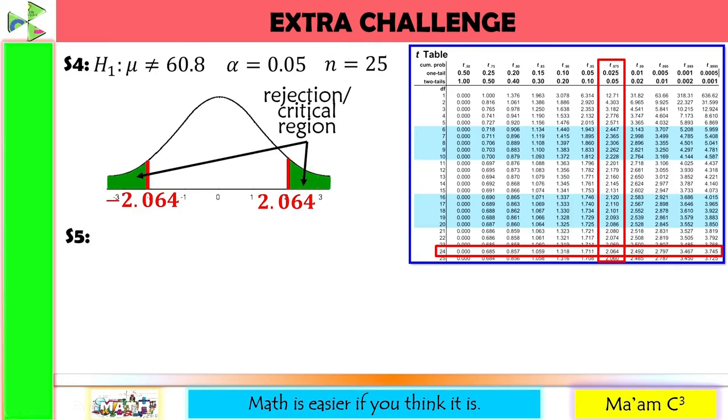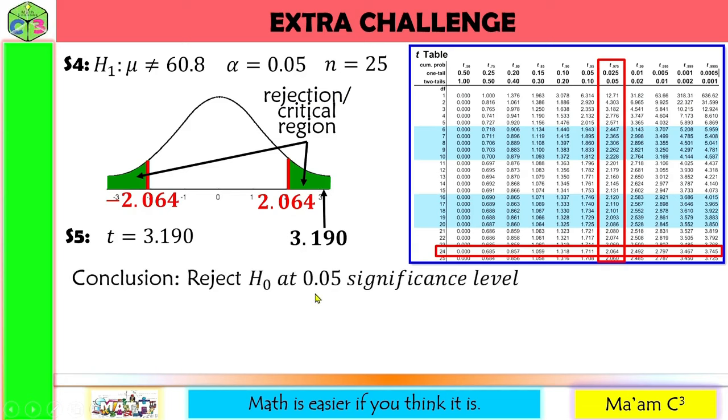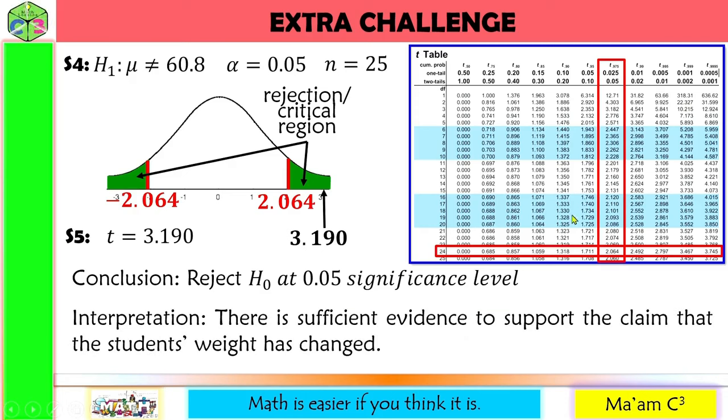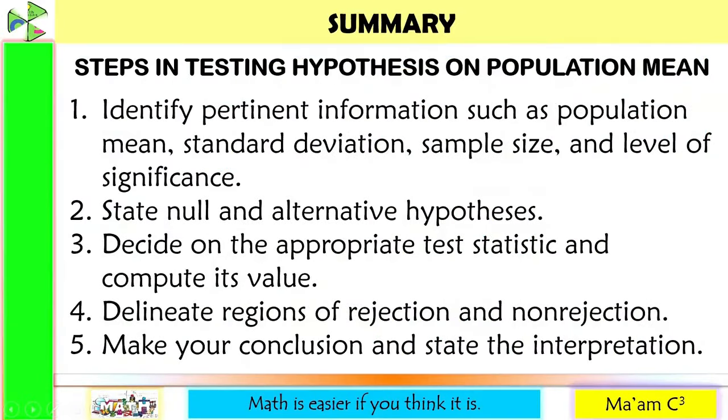Step 5, let us draw conclusion and state our interpretation. Our computed t-value, 3.190. If this is 3, then somewhere to the right of it is 3.190. Since it lies in the rejection region, our conclusion is to reject the null hypothesis at 0.05 significance level. Because we reject, it means we have sufficient evidence and we're going to support our alternative hypothesis, which is the student's weight has changed. For the summary, again, here are the steps in testing hypothesis on population mean.